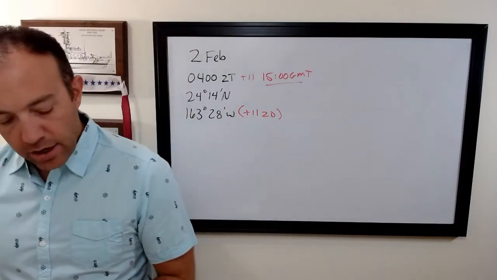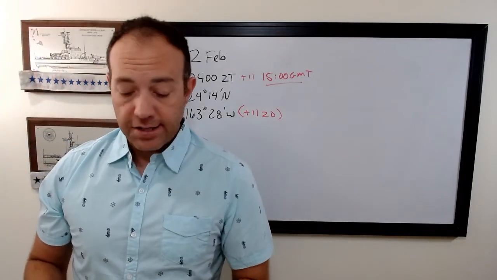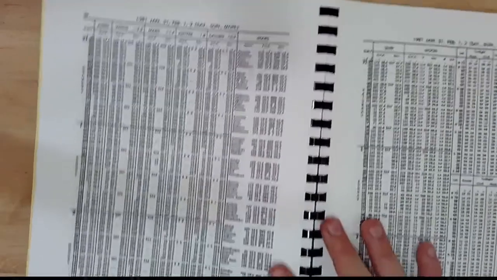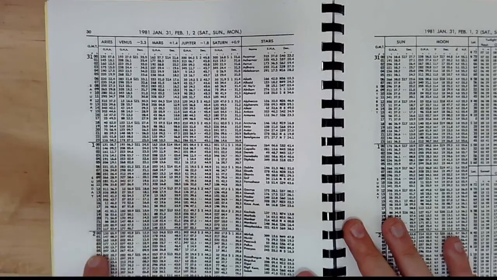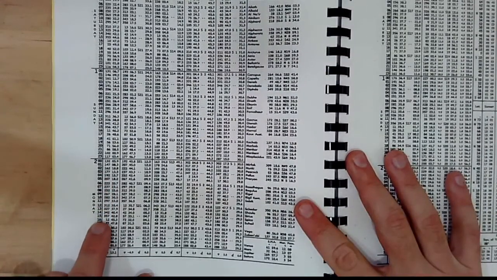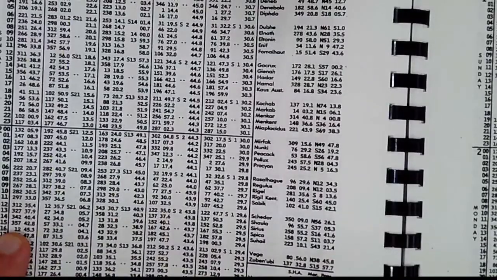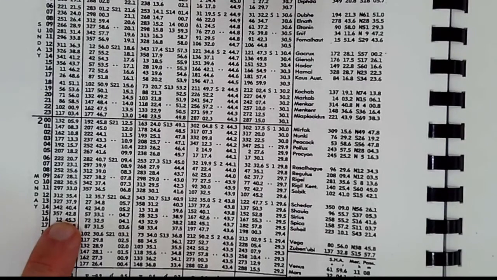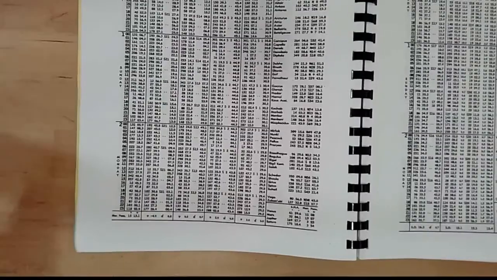The other thing we need to know is the GHA of Aries for this problem. So let's go take a look at that in the Nautical Almanac. So here's Aries over here, and we're on the 2nd of February at 1500. So it's going to tell us that the GHA of Aries is 357, 42.8. While we're in the Nautical Almanac, there's some other information that we can write down.